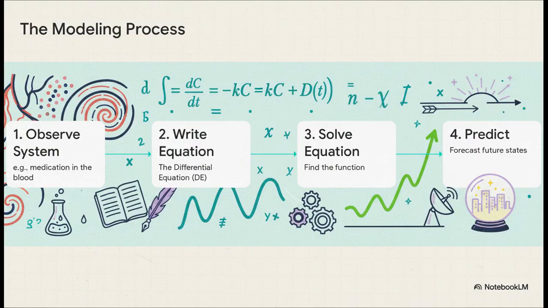And this is exactly how scientists build models. First, you observe a system, say how medication breaks down in the blood. Then, you write a differential equation describing that rate of change. You solve that equation, and boom, suddenly you have this incredible tool to predict what's going to happen next.